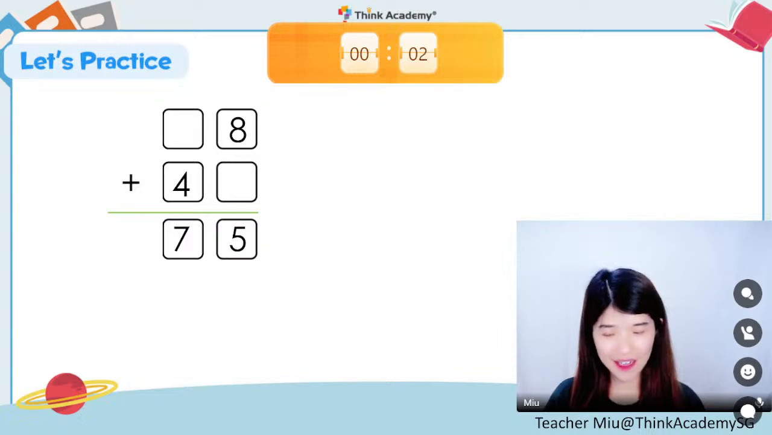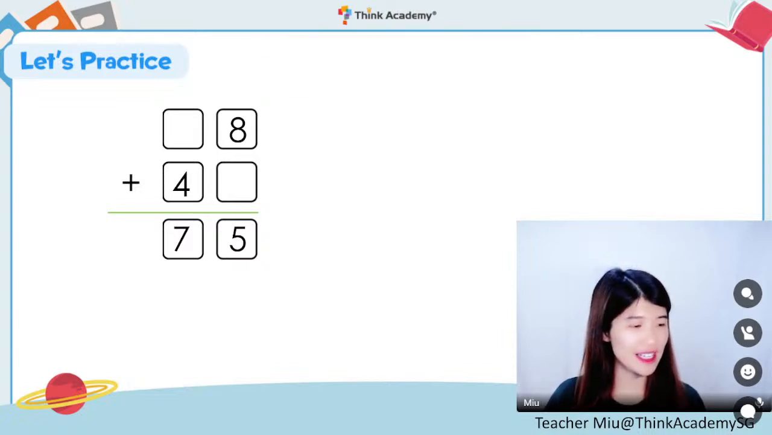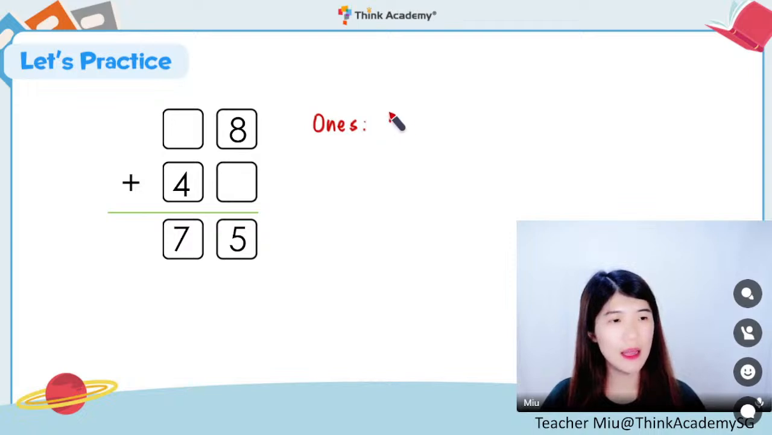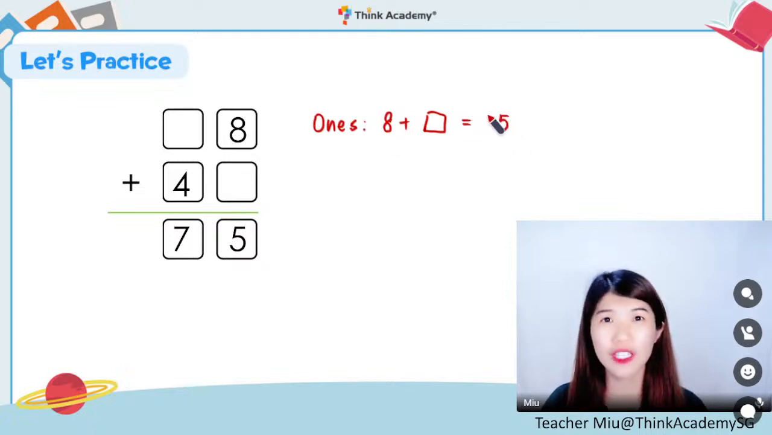All right, so let's check together, starting from the ones place. Good job, Lim. Look at the ones place here. You have 8 plus a box that gives you 5. Is it possible that 8 plus a box gives you 5? That you add in a number and get a smaller number? Is it possible? No, definitely not.